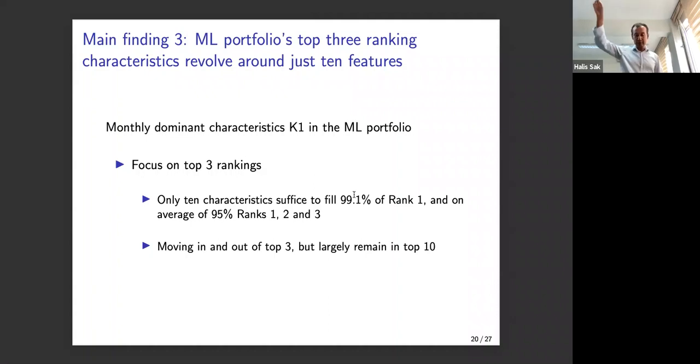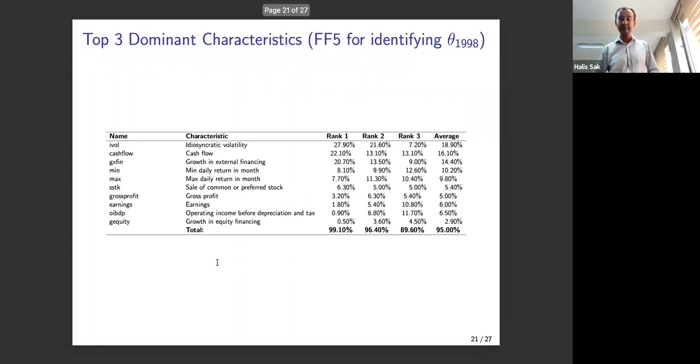So when we look at the heat map, you will observe that some of these characteristics keep appearing, right? So they have rank 1 at one month of the test period, and then maybe 3 months later, they're again rank 1, okay? And here we are saying that indeed we have only 10 characteristics, which will simply fill up the rank 1 to rank 3 spaces, okay? And they are simply moving in and out of the top 3, but they largely remain in the top 10, okay?